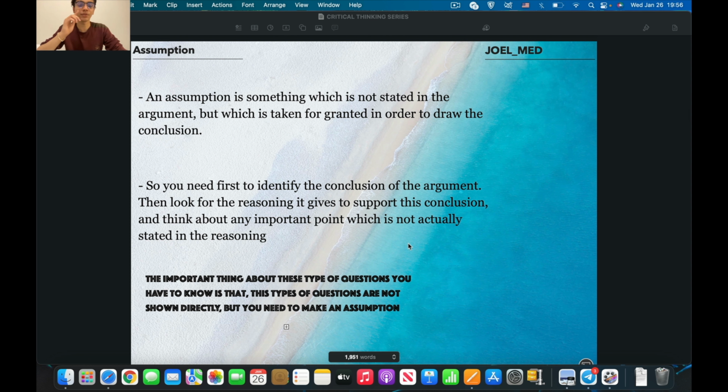The important thing you have to know about this type of question is that the answer is not shown directly, but you need to make an assumption. Making an assumption does not mean saying your own idea. You have to state an assumption which can be concluded or assumed from the given passage.